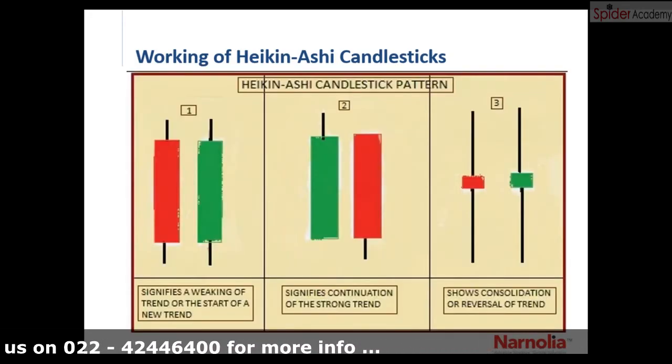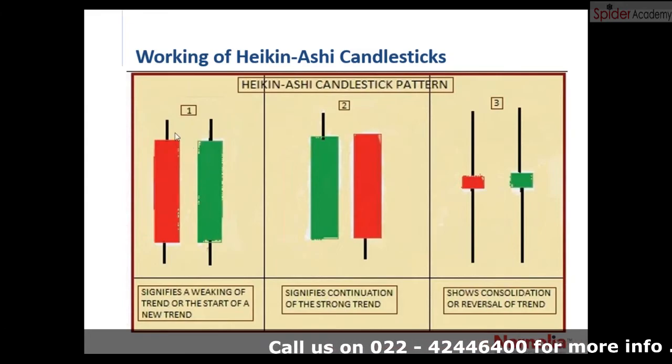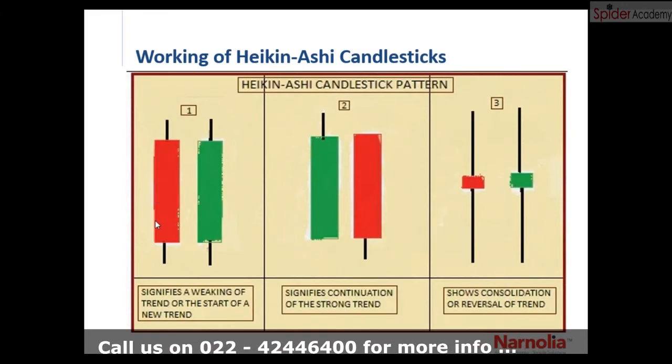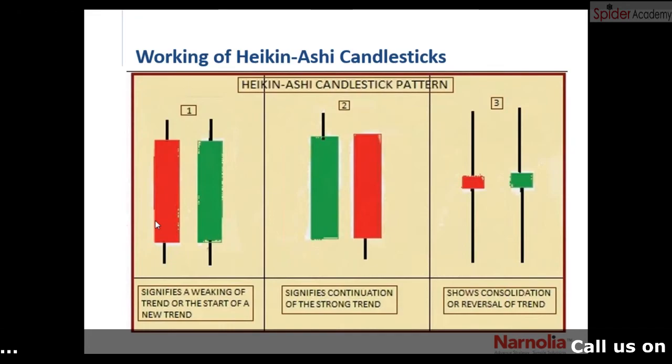So, working with Heikin candlestick patterns, this is how the Heikin looks. Very simple. You understand this signifies weakening of a trend, the start of a new trend. Whenever you have an upper shadow and lower shadow, it is not a good candle in Heikin. One thing you remember: whenever there is an upper shadow and lower shadow, the candle is not good in Heikin candlesticks.